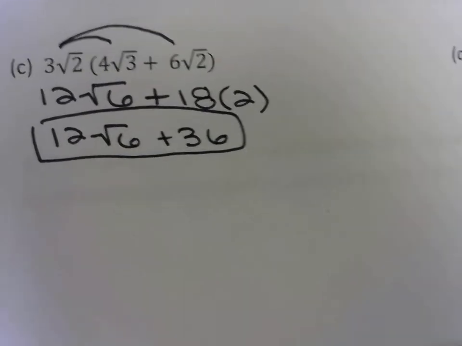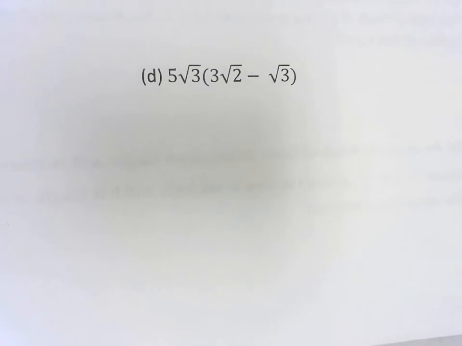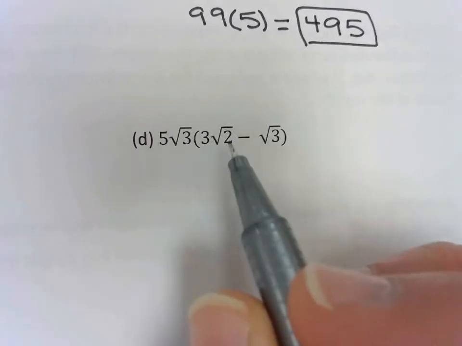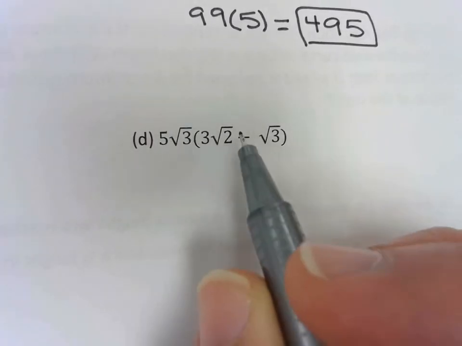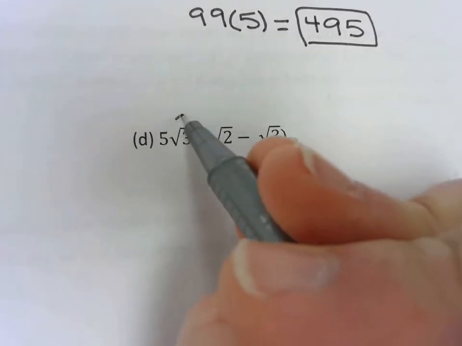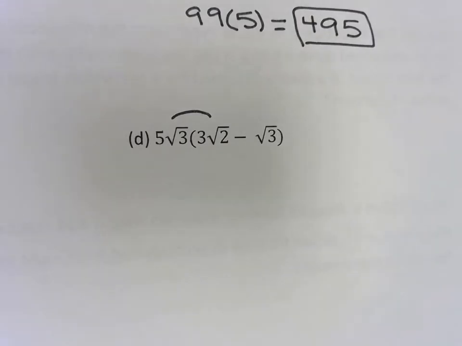Okay, let's look at the next one. Let's try to distribute the next one. So as I look at distributing the next one, I have one term times 3 square root of 2 minus square root of 3, 2 terms. So if I start distributing, let's take 5 square root of 3 times 3 square root of 2.